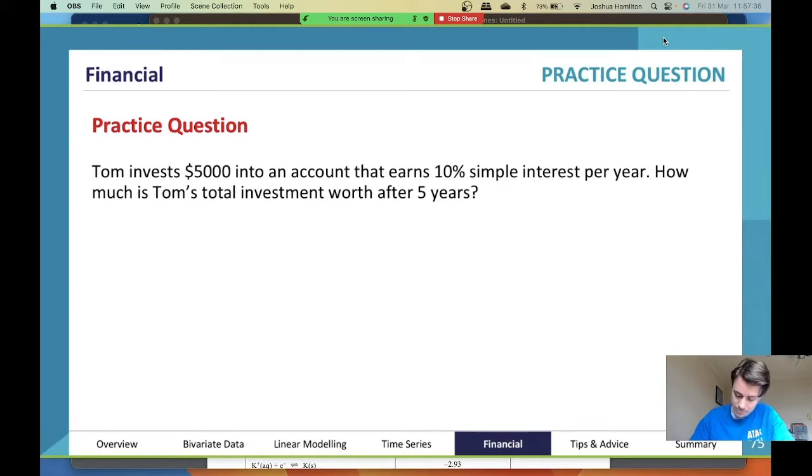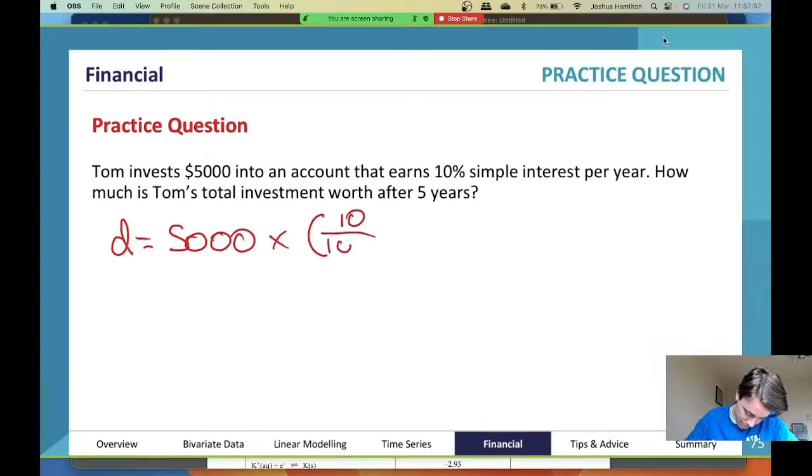So we have $5,000 and we want to figure out what the D value is. D here is going to equal V0, which was 5,000, multiplied by R over 100, which is 10 over 100, which is 0.1. That'll be 10%. 10% of that will be 500. So our simple interest is going to be 500.